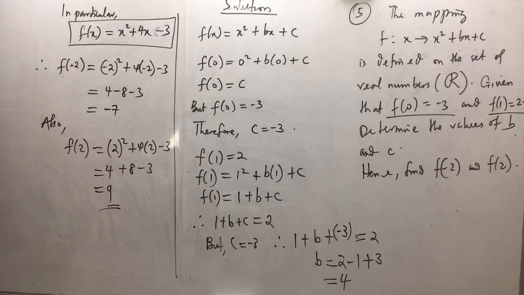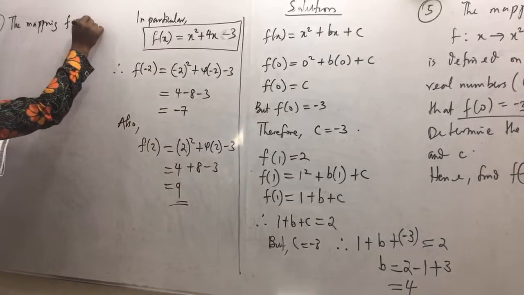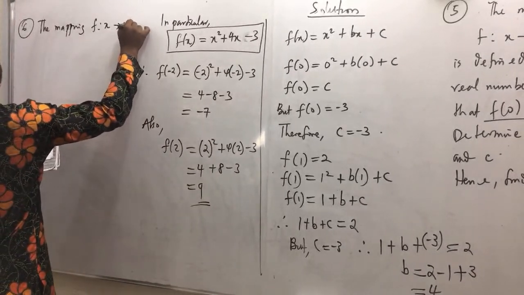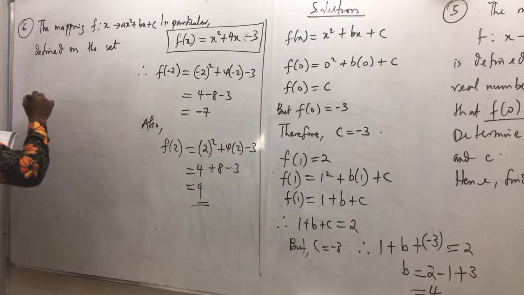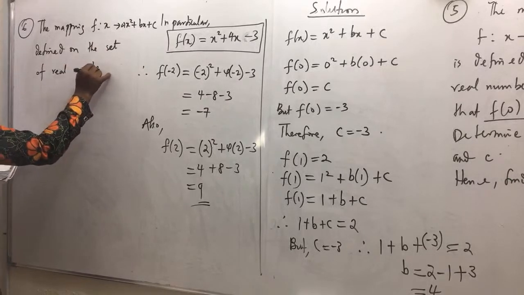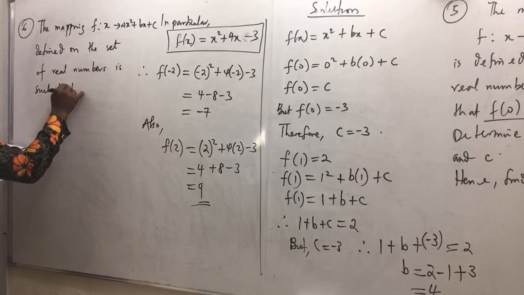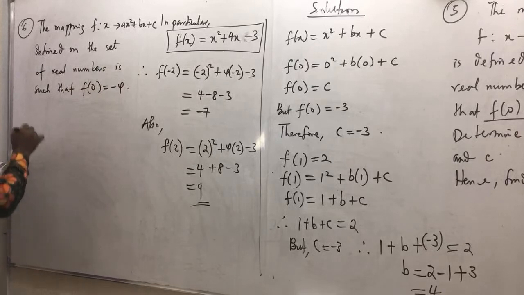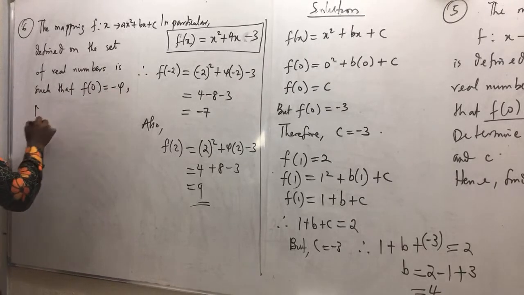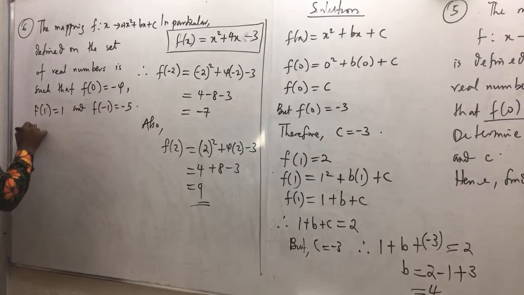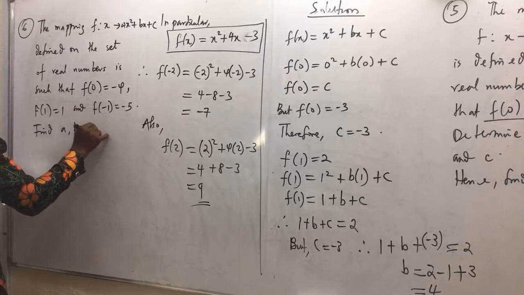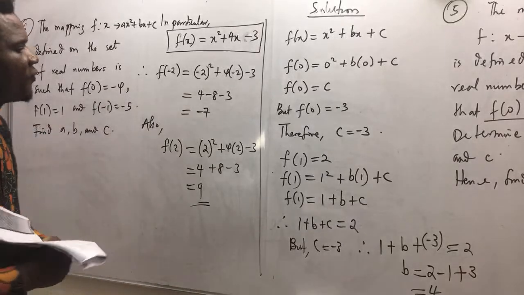Now let's go back to question 6. Question 6 says the mapping f from x into ax squared plus bx plus c defined on the set of real numbers is such that f of 0 is equal to minus 4, f of 1 is equal to 1, and f of minus 1 is equal to minus 5. The question says find A, B, and C.